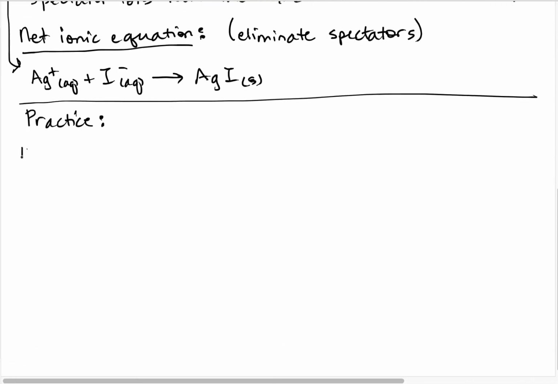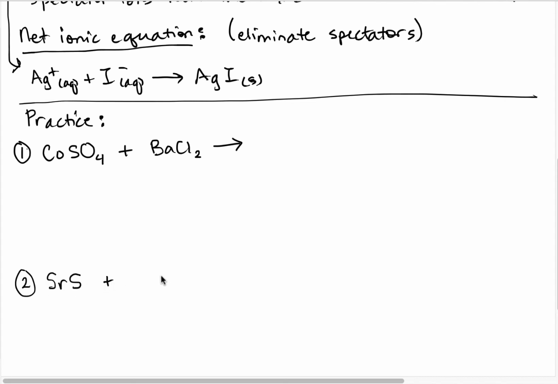So let's see, our first practice problem, let's take some cobalt. I almost wrote antimony. That's not what we want. Let's do cobalt sulfate and barium chloride. And you know, while we're doing this, we can also practice writing in the phases and predicting the products. And for our second practice, let's do strontium sulfide and copper nitrate. So pause the video and practice with these two reactions.